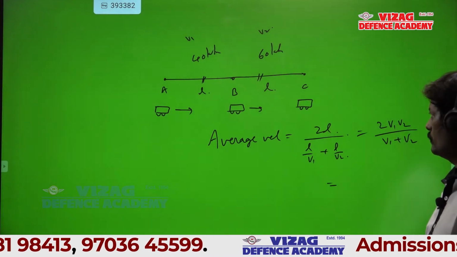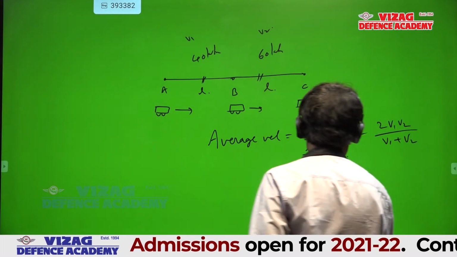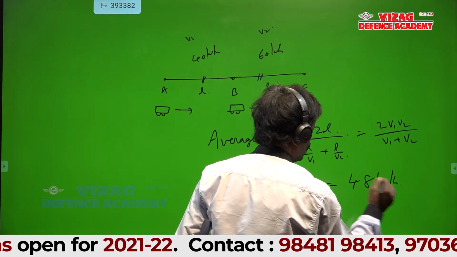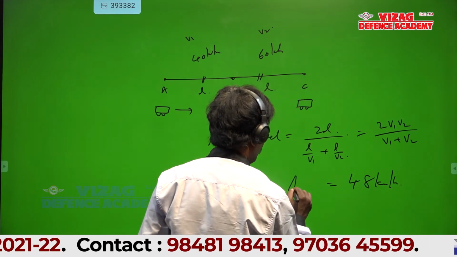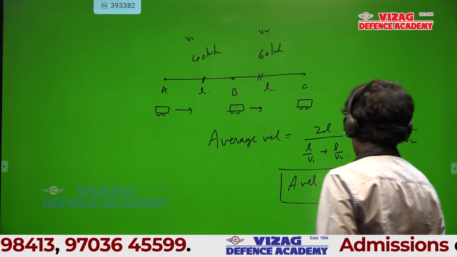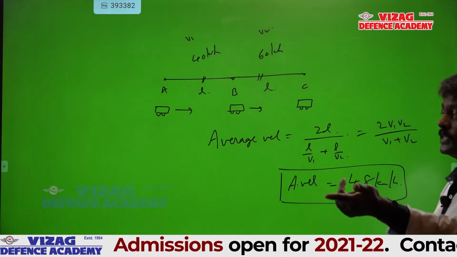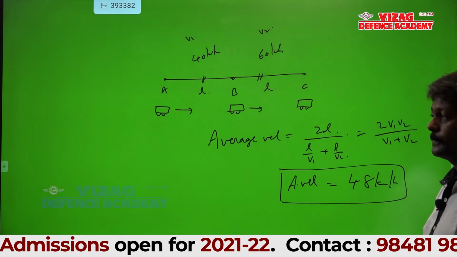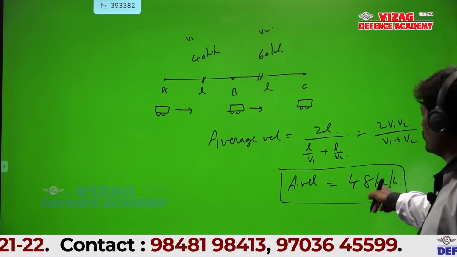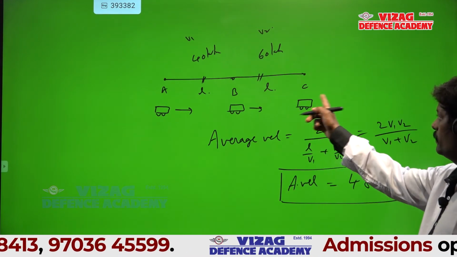48 kilometers per hour. With 40 and 60, same answer. How much? 48 kilometers per hour. Now tell me, average velocity is 48 kilometers per hour. In the previous case, what is the average velocity? 0. Now average velocity is not 0, it is 48 kilometers per hour. Write down that. Draw the diagram and write it down.